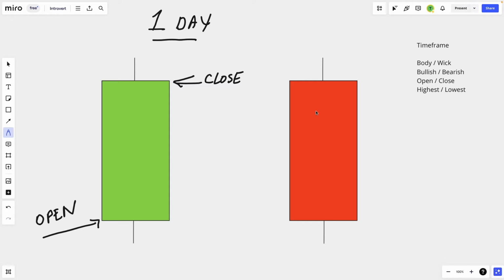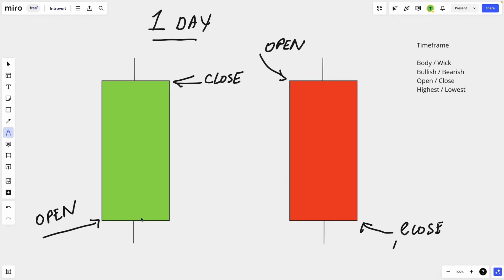Now for red candles, it's going to be different because this particular day, the stock was bearish. So this particular time frame, the stock actually went down. So what happens here is the open is going to be represented by the top of the candlestick body. So that's the price that it opened. And then the price that it closed is going to be down at the bottom. So that's going to be the close price. So that is basically how the body of these candles work.